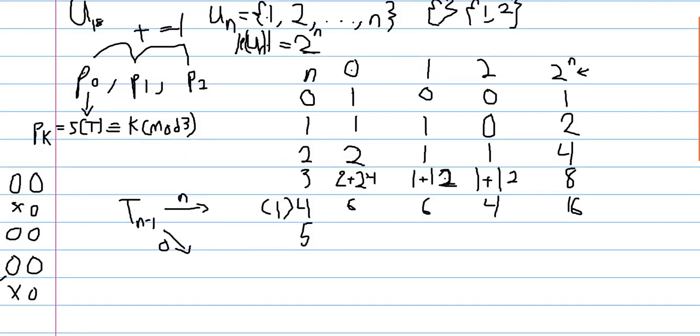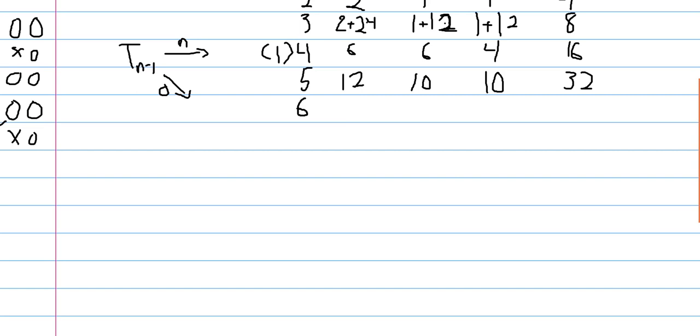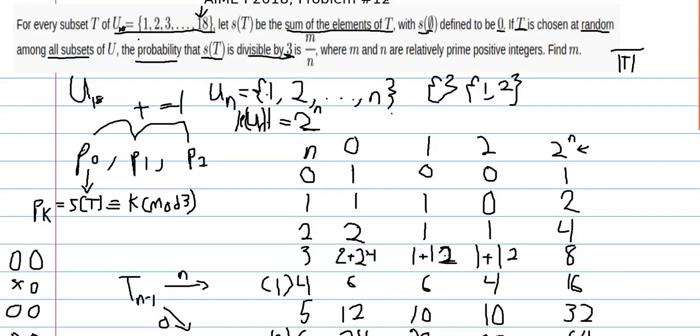All right, so if we add a 2 to a 0 subset, then we get a 2 subset. So here we have 6 plus 4 is 10. If we add a 2 to a 1, we get a 0, so we get 6 plus 6 is 12. And if we add a 2 to a 2, we get a 1, and so 4 plus 6 is 10 here. And these add up to 32, also as expected. And then again, once we add something that is 0 mod 3, we're just doubling the entries. And so this is the recursive pattern.